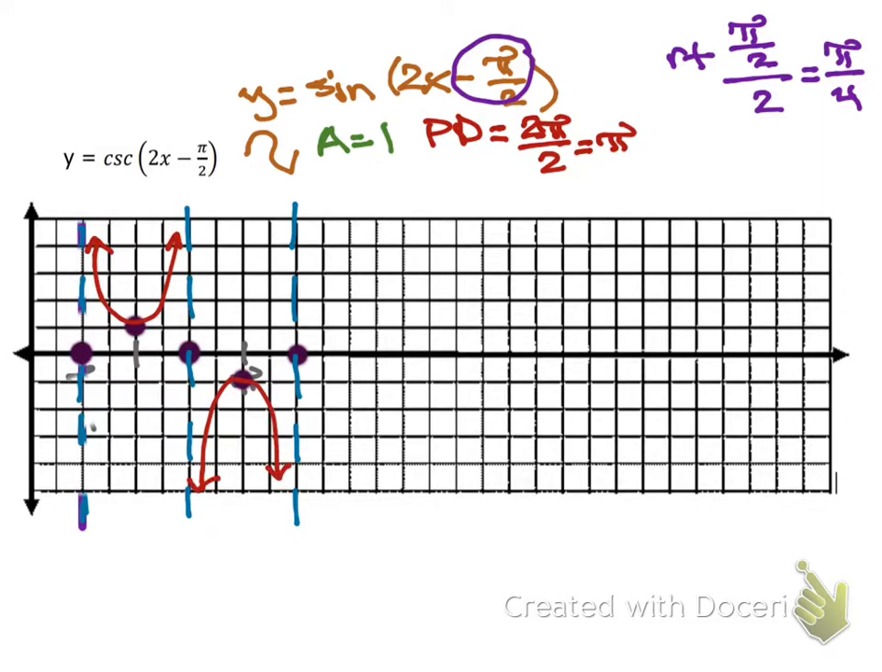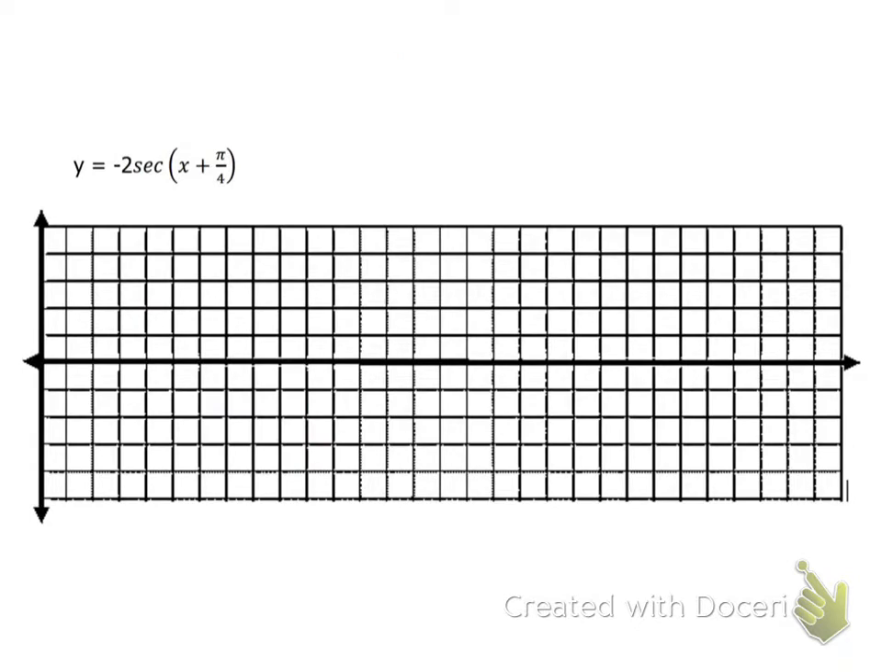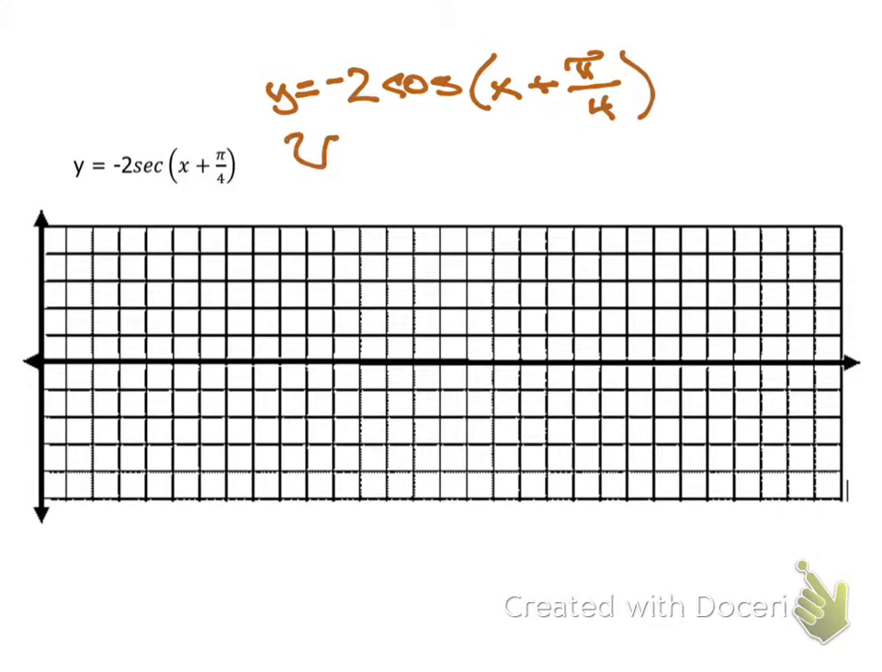One more. Y equals -2 secant of x plus pi over 4. The first thing we're going to do is rewrite this as though we are graphing cosine. We know we're not graphing cosine, but this will make things a little bit easier for us to handle. Cosine usually goes maximum to maximum, but we have the negative. That means we have to flip it, which means cosine will be minimum to minimum.